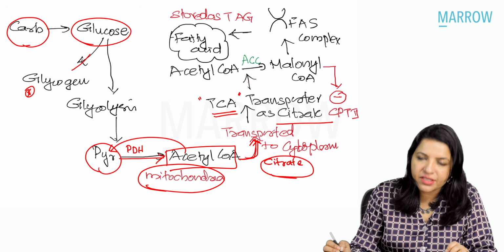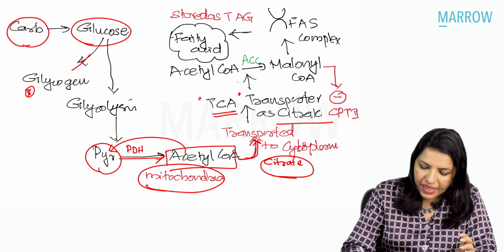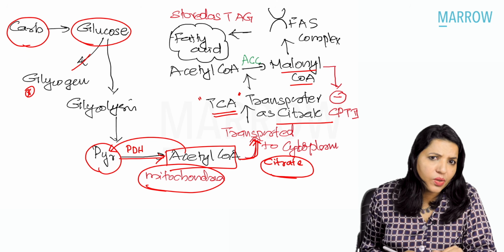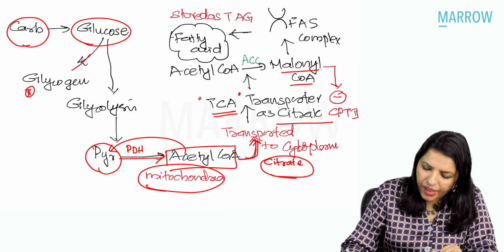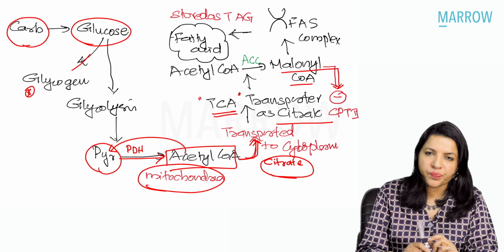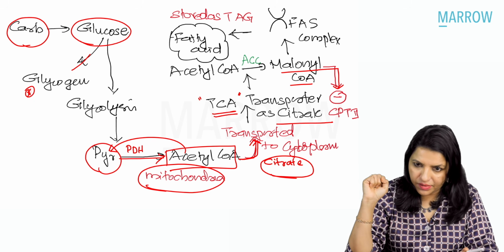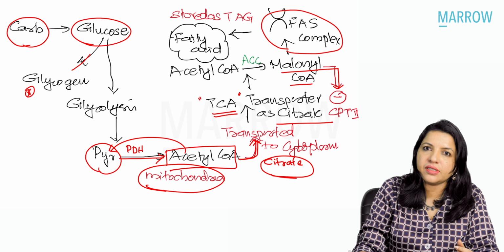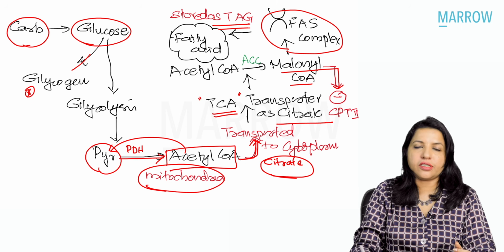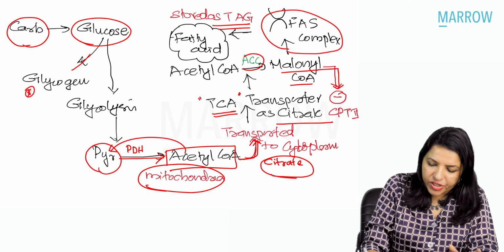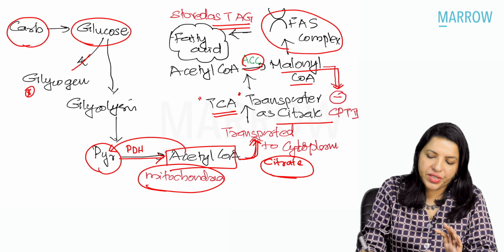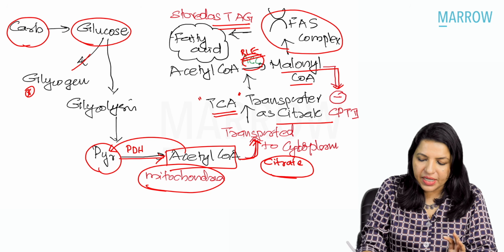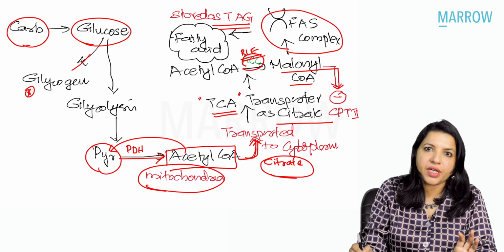Now once it gets into the cytoplasm, this acetyl coenzyme A is converted to malonyl coenzyme A. What is the role of malonyl coenzyme A here? This malonyl coenzyme A is taking a major role. One, it is going towards fatty acid synthesis. So that is given here. It goes towards the fatty acid synthesis, and it is stored as triacylglycerol. And the enzyme which converts acetyl coenzyme A to malonyl coenzyme A is the rate limiting enzyme of fatty acid synthesis, and that is acetyl coenzyme A carboxylase.